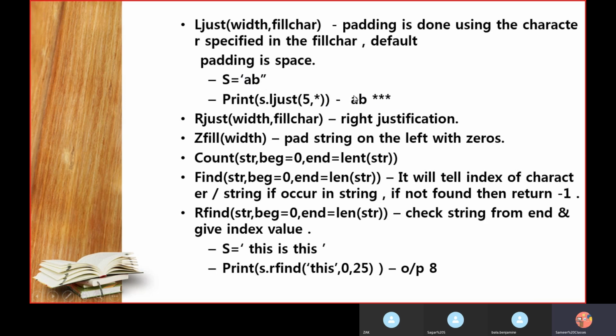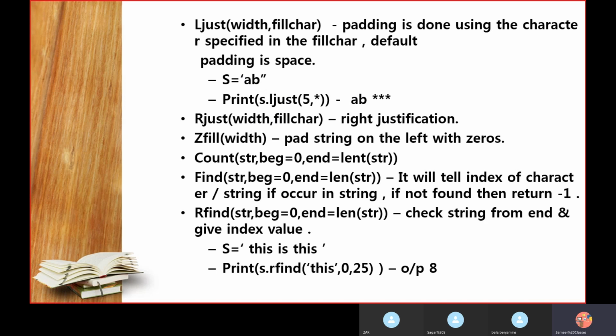So that's the reason "ab" came on the leftmost side and the rest of the places are star star star. Good enough. Now if I want "ab" to be on the right side, then I have to write s.rjust, which means right justification. Then "ab" will be written over here, and the leftmost part will be filled up with the characters which we are giving.